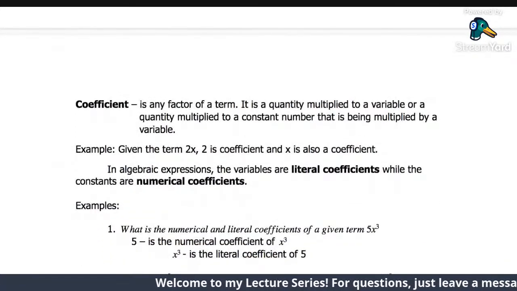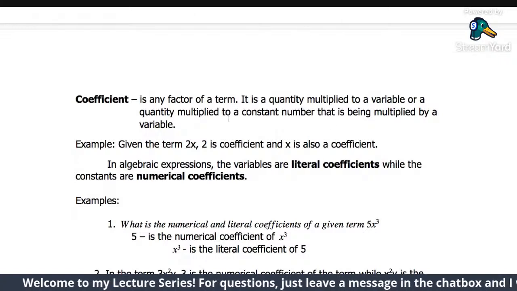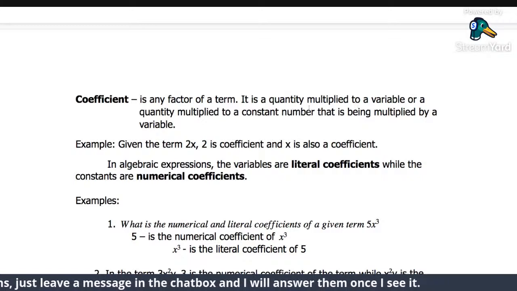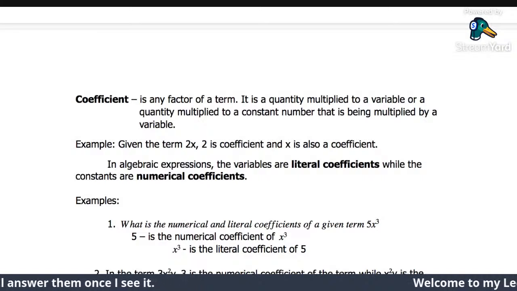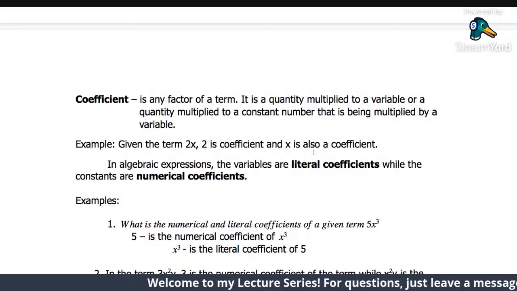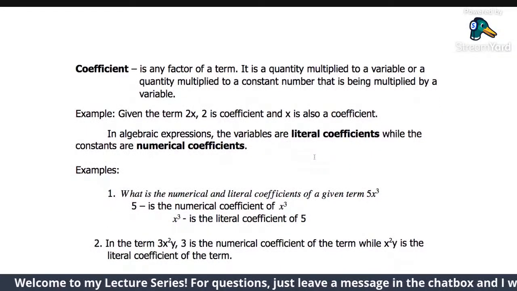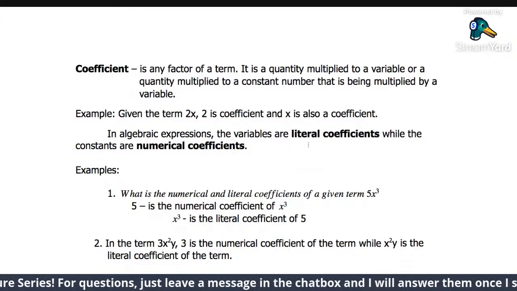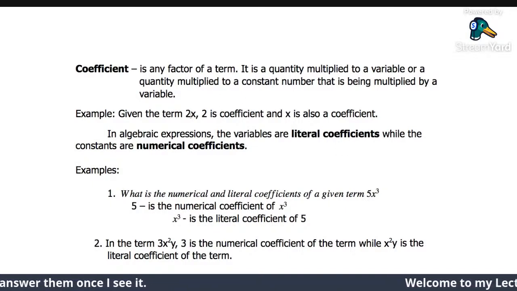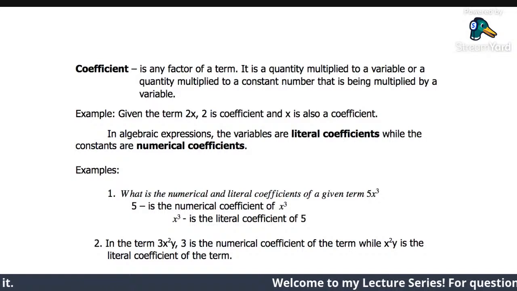Then we also have here our coefficient. It's any factor of a term. It is a quantity multiplied to a variable, or a constant number that is being multiplied by a variable. So for example here, if the given is 2x, 2 is a coefficient and x is also a coefficient. In algebraic expressions, the variables are literal coefficients while the constants are numerical coefficients. So in our example here for 2x, 2 is your numerical coefficient and x is called the literal coefficient.